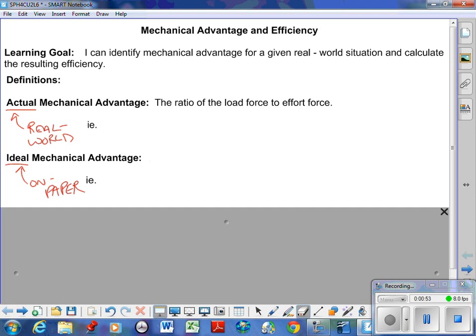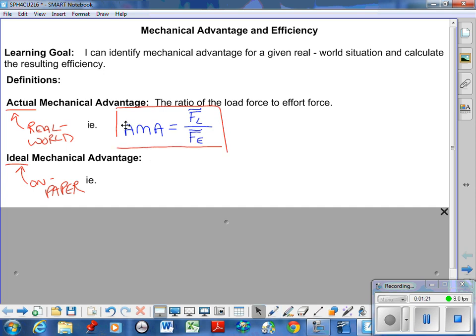So, for example, the formula for the advantage is: actual mechanical advantage, AMA, is equal to your load force divided by your effort force. So there's an equation you want to put on your cheat sheet, and that will calculate your actual mechanical advantage.